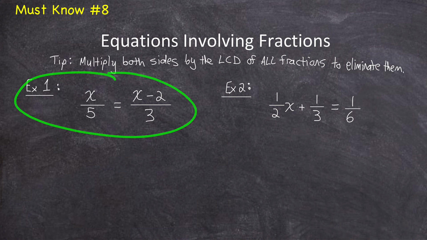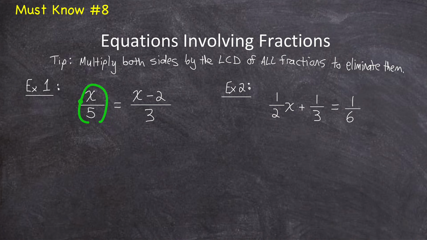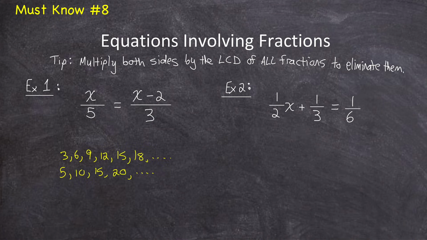So let's start with example 1, where I see I have two fractions that are equal to each other. The denominators of the fractions are 5 and 3. So one option I have is to get rid of those fractions by multiplying both sides of this equation by the lowest common multiple of 3 and 5. If I were to list the multiples of 3 and the multiples of 5, I would see that the lowest common multiple between 3 and 5 is 15, which is also the product of 3 and 5. Finding the product of the denominators will always find you a common multiple. It just might not always be the lowest common multiple.